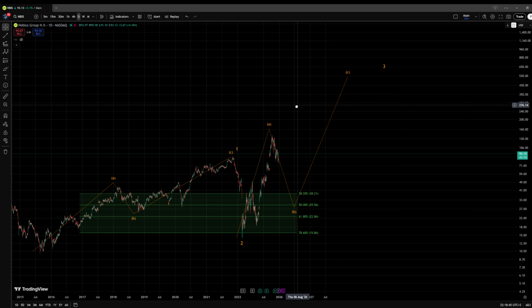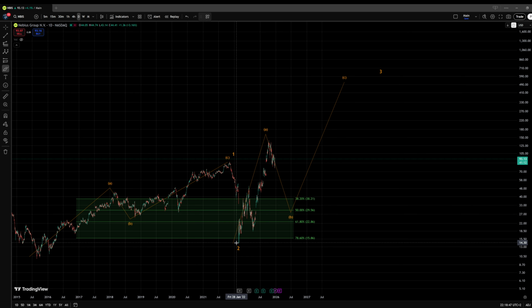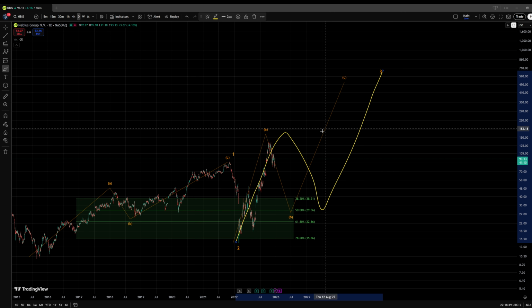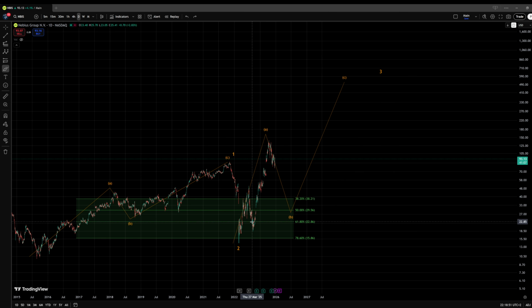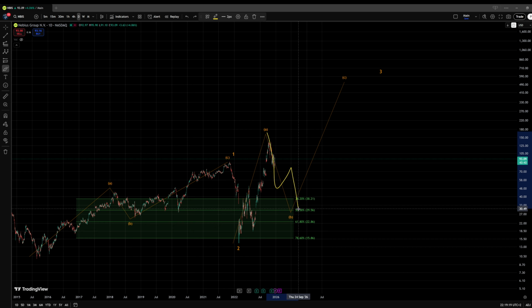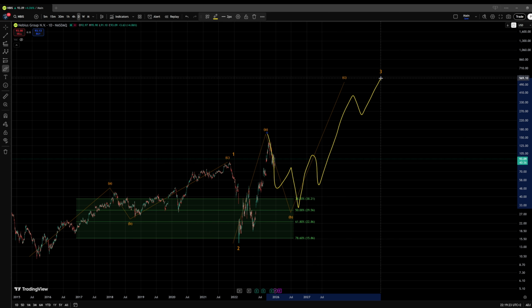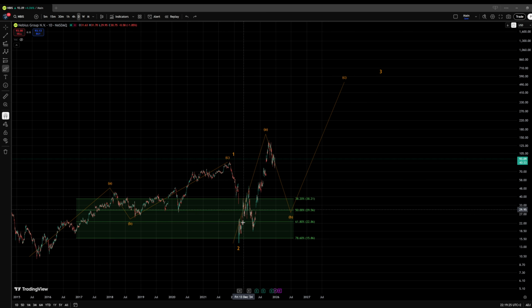Now, in this orange interpretation, we would expect to form a larger ABC structure within the wave 3, and within this wave A, we would expect to form either a 3-wave move to the upside or a 5-wave move. So there are no severe restrictions for this initial movement to the upside in a wave A, but after the correction in a wave B, we would certainly expect a 5-wave structure within the wave C to the upside.